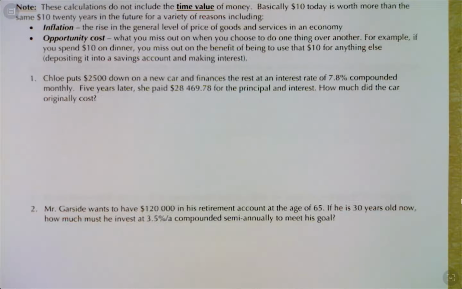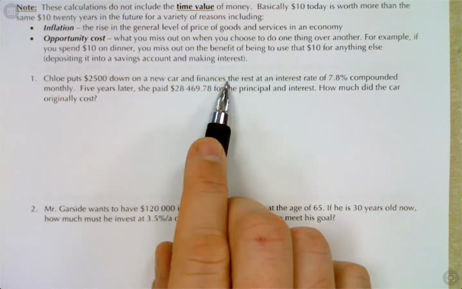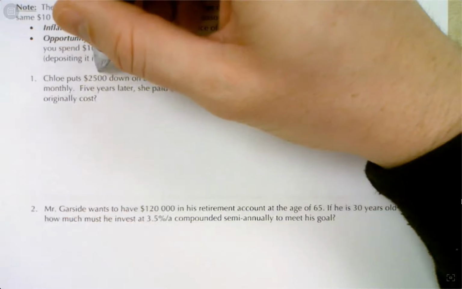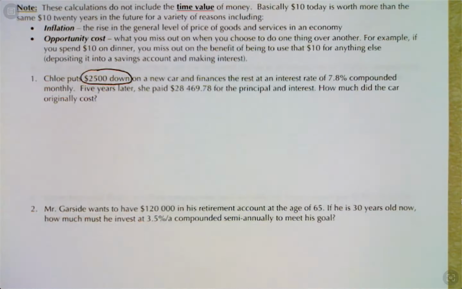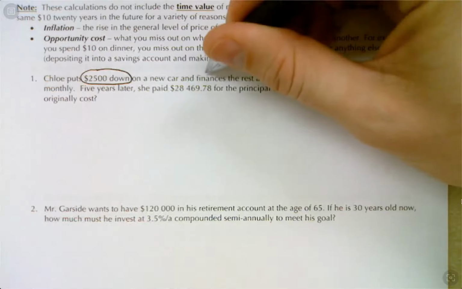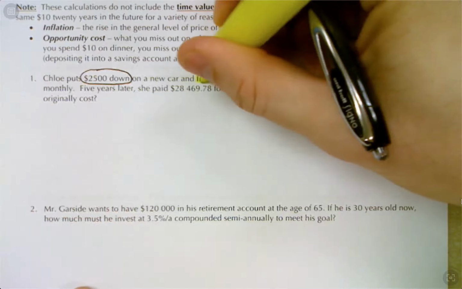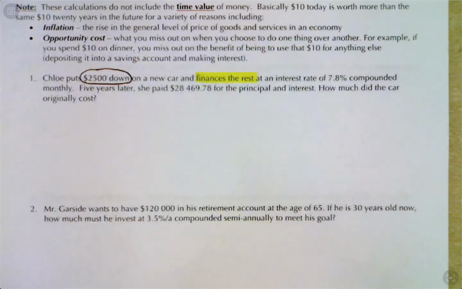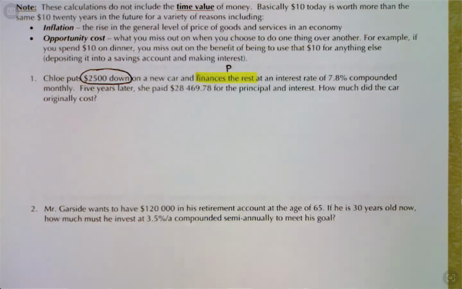Well, the original cost of the car is going to come in 2 parts. It's going to come from the down payment and how much she borrowed. So this $2,500 down is going to be used at the end of the question because that came off the price of the car at the beginning, and then she financed the rest. This financed the rest. Here, I'll highlight it in yellow. The rest, that's the principal, or that's the present value. That's how much was left on the car when she borrowed money.